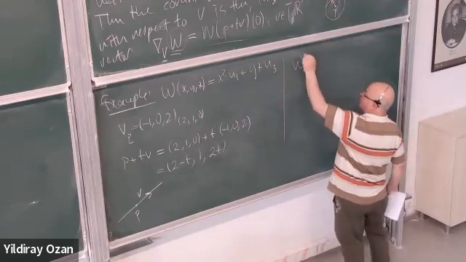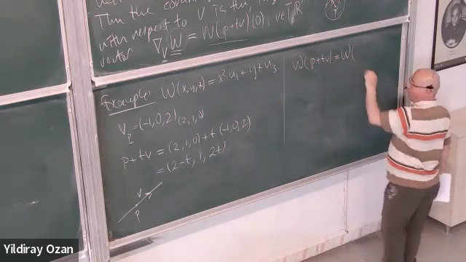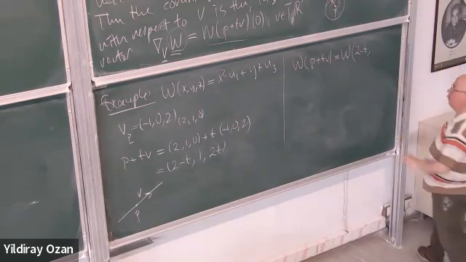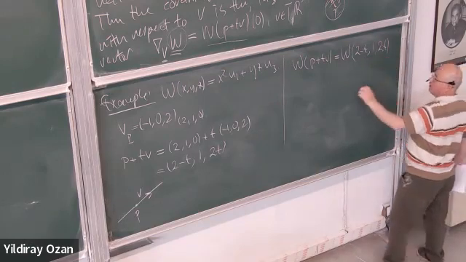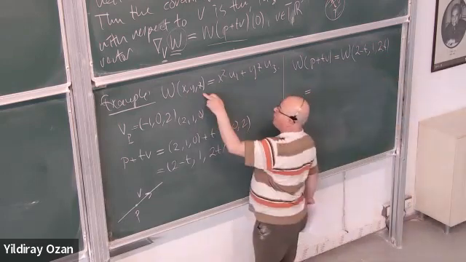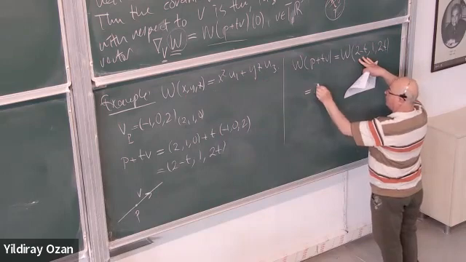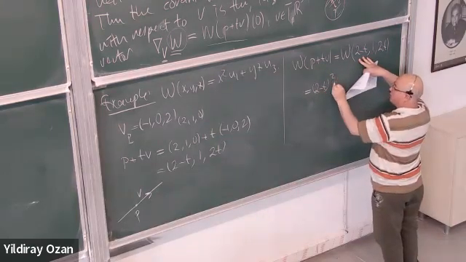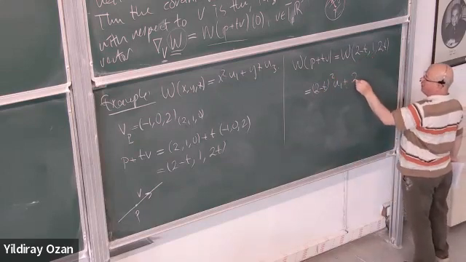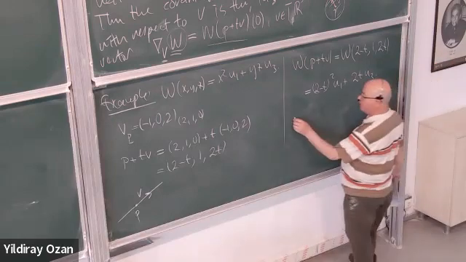So let's see. What is W of P plus TV? Well, this is just W of (2 minus T, 1, 2T). And what is this expression? If I plug in x, y, z, this is what I get. So x is 2 minus T, squared, u1, plus y times z. y times z is just 2T, u3.